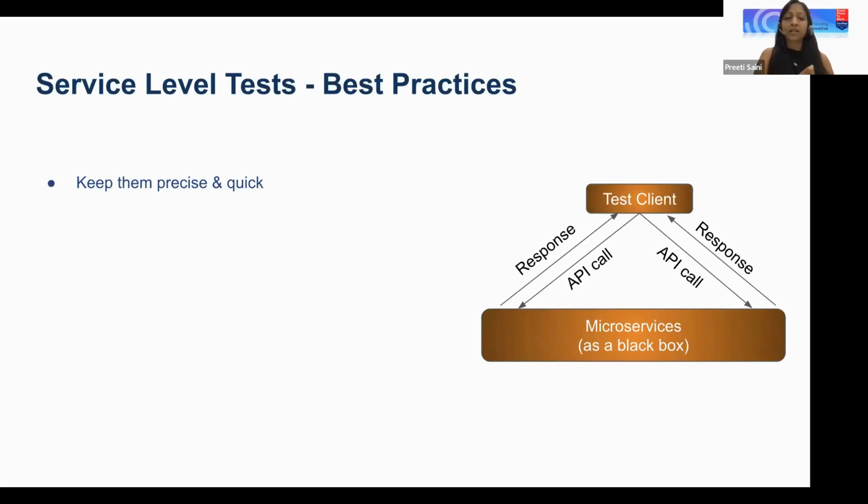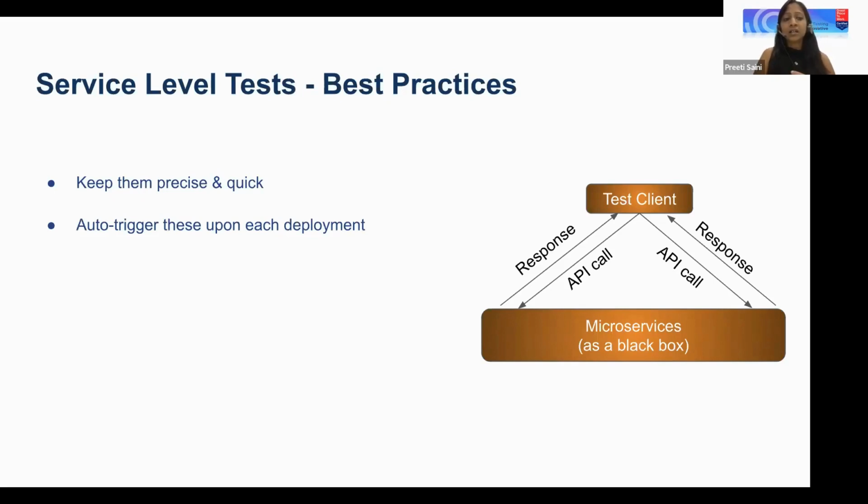One of the key factors to look into with these tests is to keep them precise and quick. What we mean is, keep these tests very focused. Only add the critical workflows that you want to verify here, and make them quick, because as these service tests also sit on top of your pyramid, the more scenarios that you add, the more time consuming and flaky they could become with time, right? So it's important that you keep these tests precise and quick to get the most out of them, and it also helps in keeping the maintenance low over time.